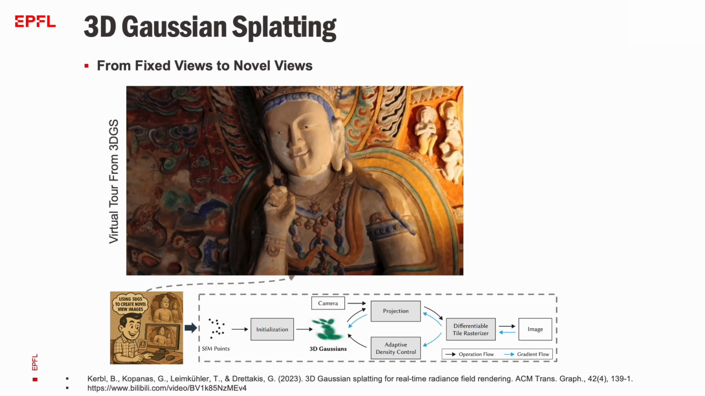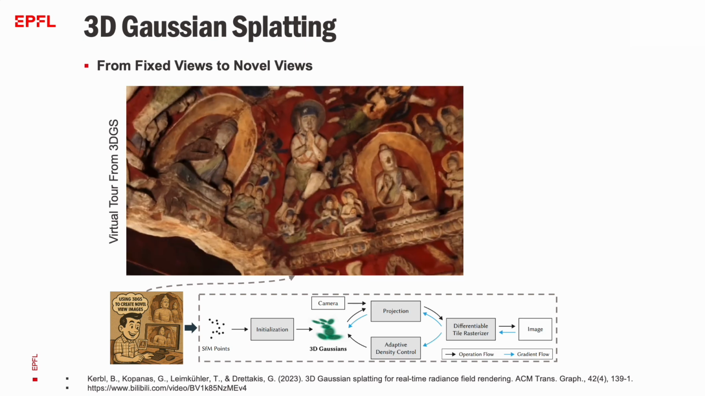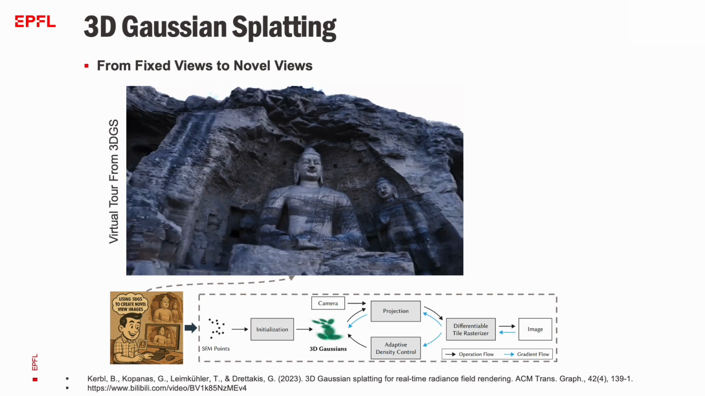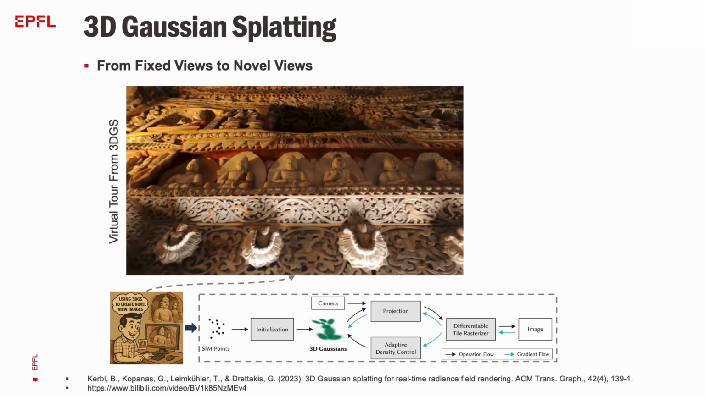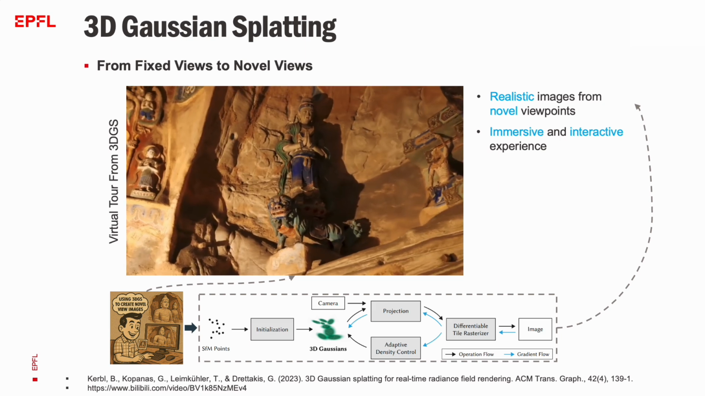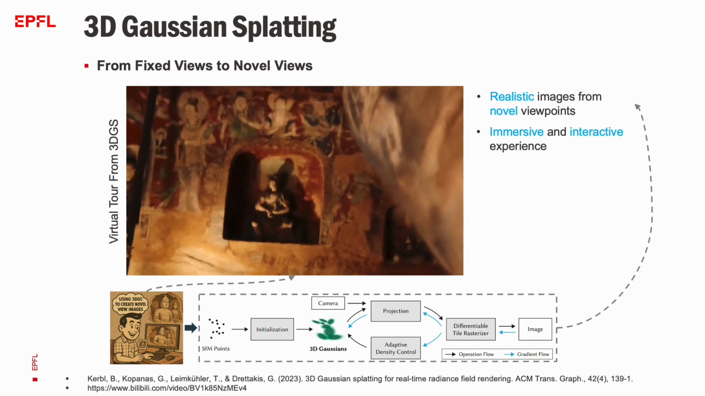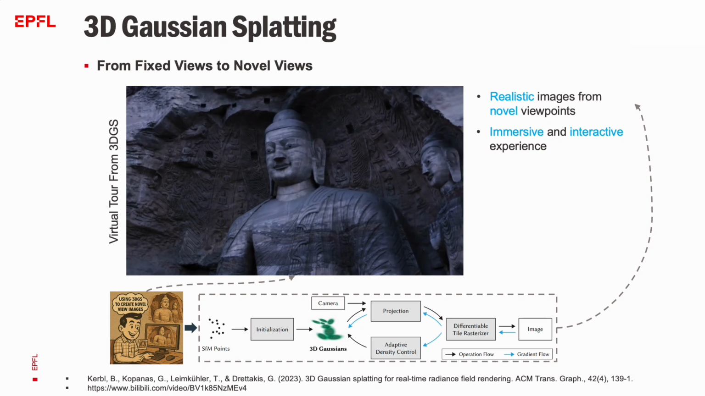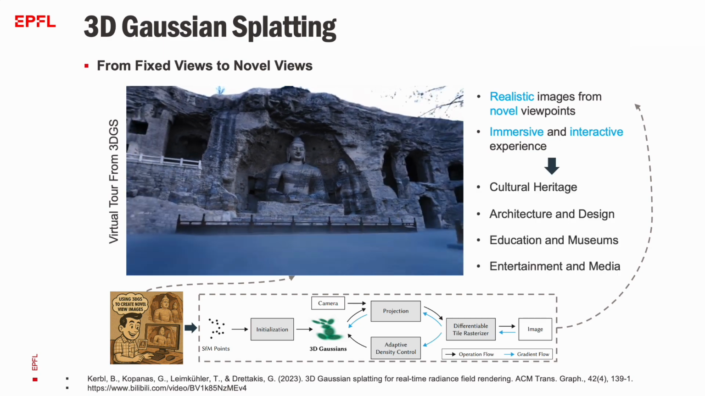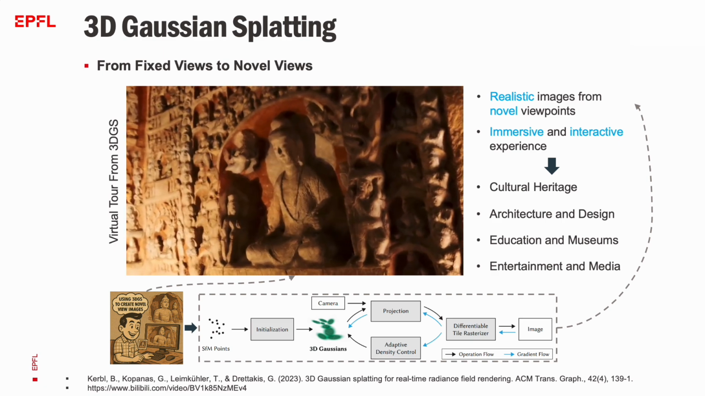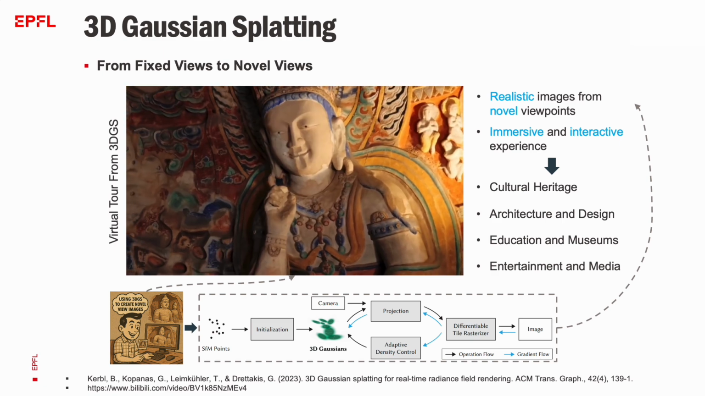Fortunately, our Jack is an expert in computer vision. He used 3D Gaussian splatting to generate new images from the photos he had taken. As shown in this video, 3D GS can synthesize realistic images from novel viewpoints. It provides a way more immersive and interactive experience than static photos. This makes 3D GS highly valuable in applications such as cultural heritage preservation, architectural design, education, and entertainment.